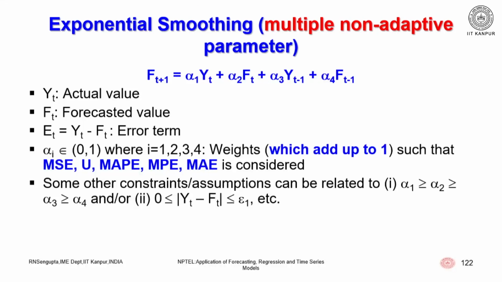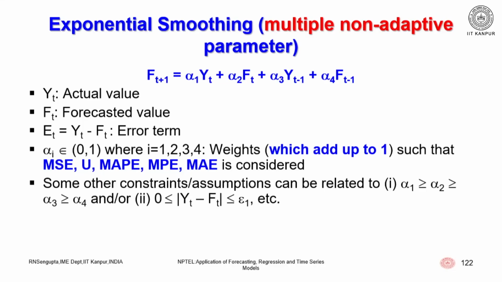Now, let us come to the exponential smoothing average, where multiple non-adaptive parameters are there. So, parameters are there, but they are more than one. There it was alpha, and obviously the other one was 1 minus alpha. Now, it is more than one. So, that means it can be alpha 1, alpha 2, alpha 3 and alpha 4 also. But the idea remains that the sum of all these alphas, alpha 1 plus alpha 2 plus alpha 3 plus alpha 4, is always 1. That is one important constraint.